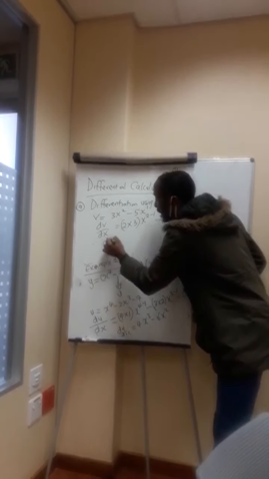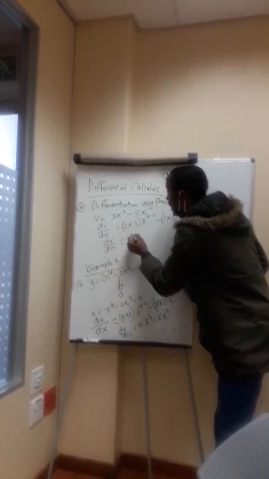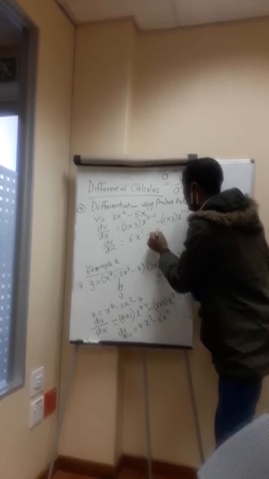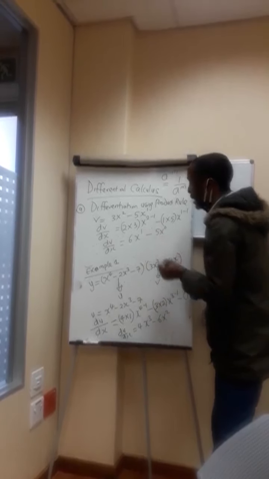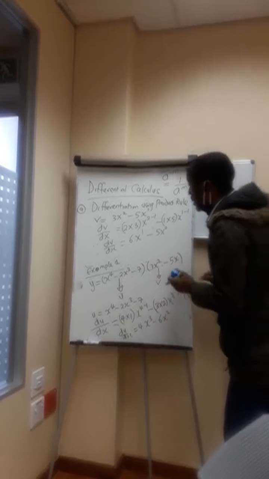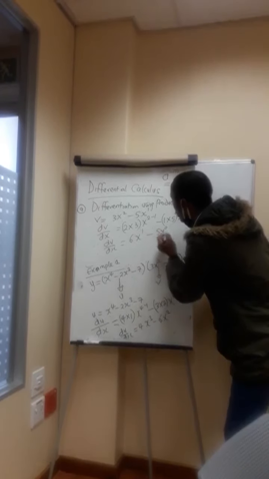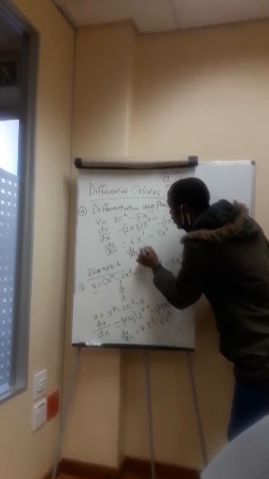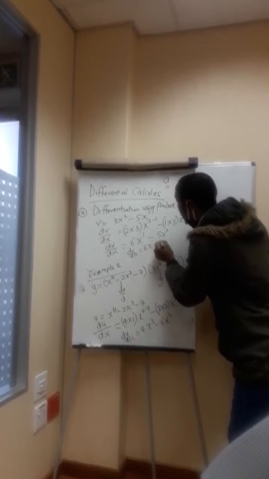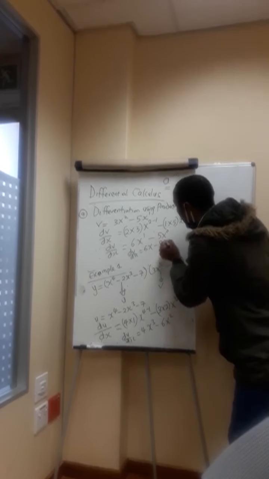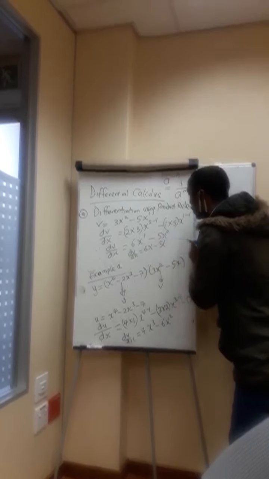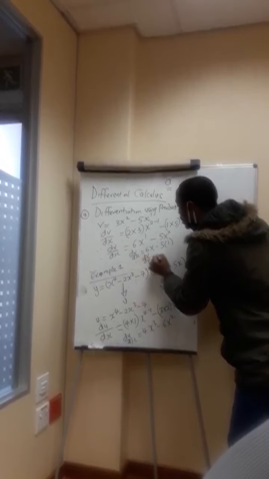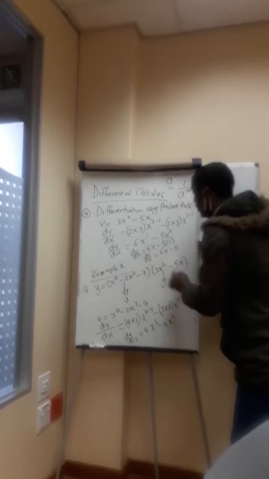So then my dv/dx in this case will give me 2 times 3, which is 6, x raised to power 2 minus 1, which is 1, minus 5x raised to power 0. Then anything raised to power 0, like I told you, x raised to power 0 will become 1. So that means your dv/dx in this case will give you 6x raised to power 1, which is 6x, minus 5 times x raised to power 0, which is 1. So that means my dv/dx is equal to 6x minus 5.